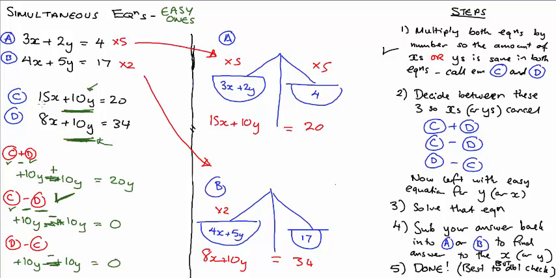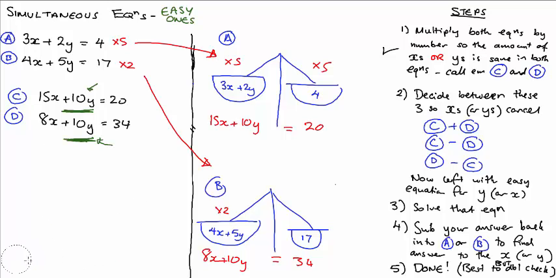The reason is this one's got 15x. Because we're not just going to be working with the 10y's. We're going to work with the numbers and the x's as well. So if you do C minus D, you're going to have 15x minus 8x. That's going to be positive 7x. If you do it the other way around, you're going to do 8x minus 15x, which is going to give you minus 7x. They're both going to be right, but wouldn't you rather work with positives? So here's what we're going to be doing. We're going to be doing C minus D.